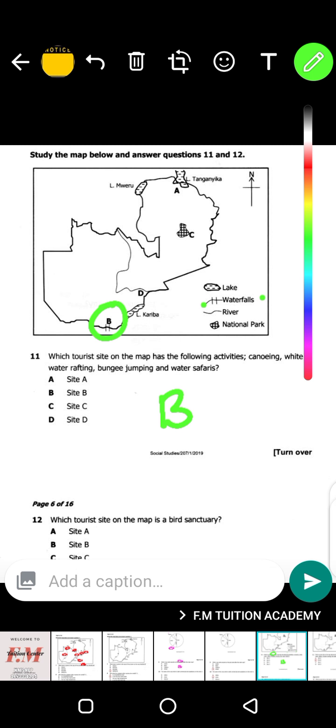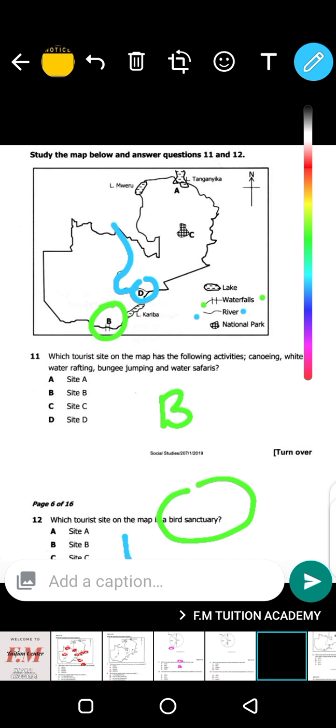And then here, which of the following tourist sites is for a bird sanctuary? A bird sanctuary is usually near a river. So which symbol has got a river here? A river symbol is this one. You see, this is a river symbol. So it's this one here, D. Why? Because it has got a river like this. So the answer here is actually D.